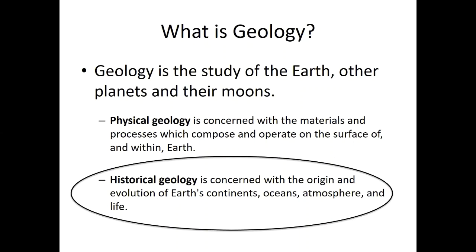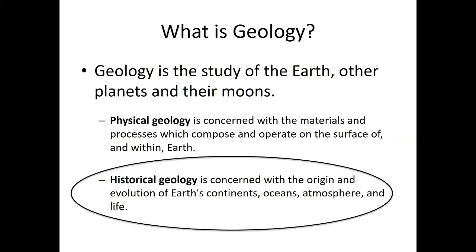But geology is kind of broken down into two pillars. We have physical geology, which is basically concerned with studying what the Earth is made up of, what materials, rocks and minerals are found on Earth, and how they form, and what processes operate on the surface of Earth and beneath the surface of the Earth. So physical geology is basically what is the planet made up of, what is it composed of, and how does it work?